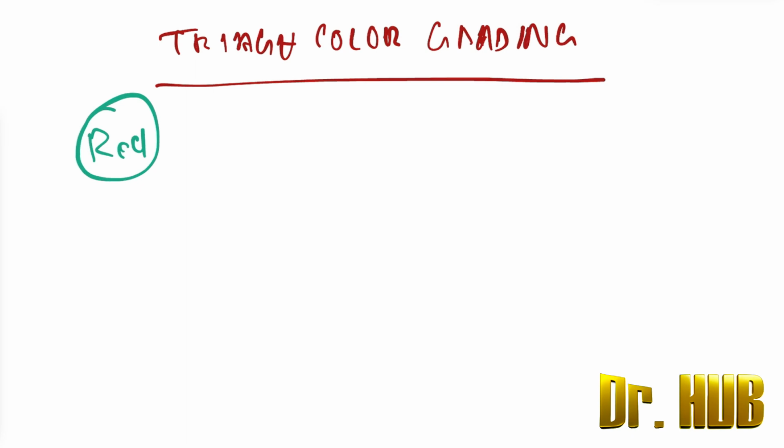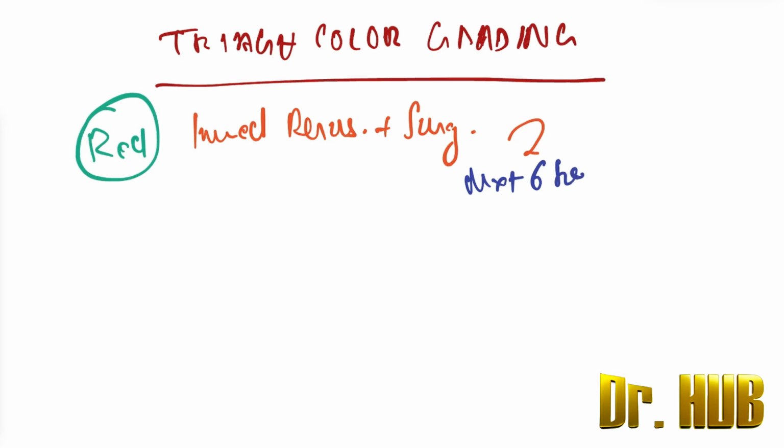The red needs immediate resuscitation or surgery. This should be done immediately, in the next 6 hours, or the patient should be transferred. The person may survive if timely medical intervention can be given. So what are the examples of the red?